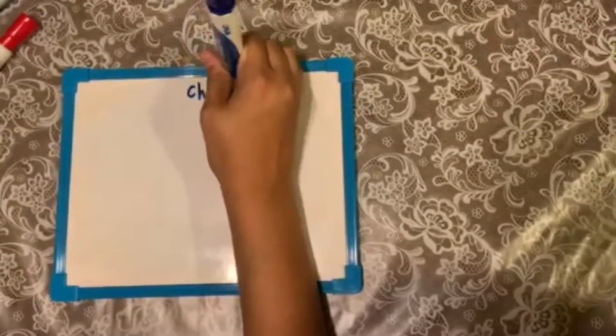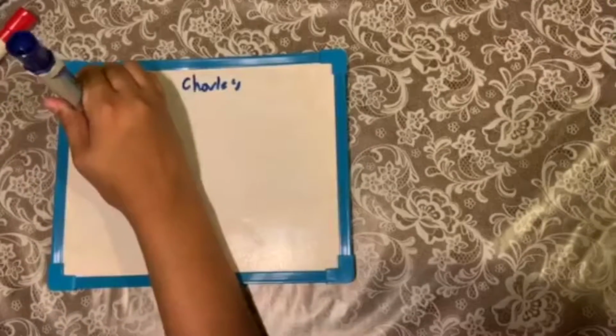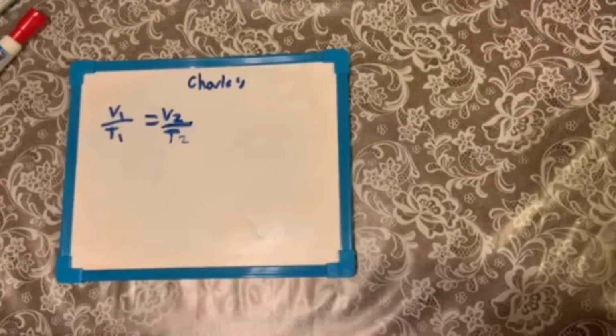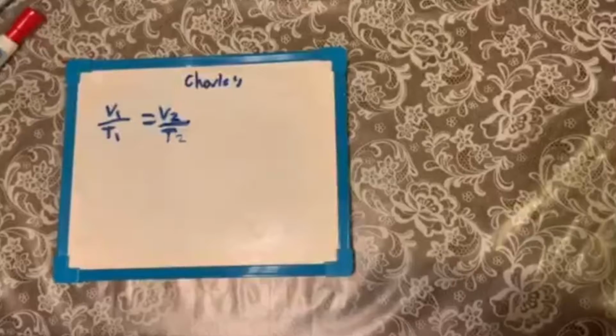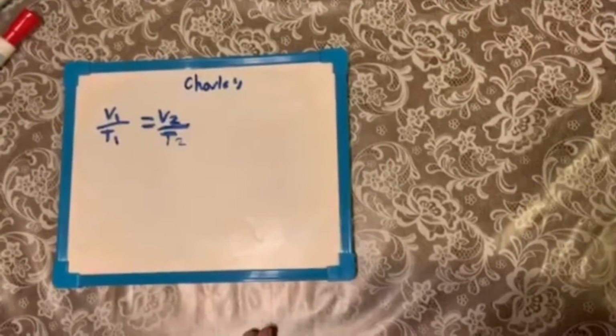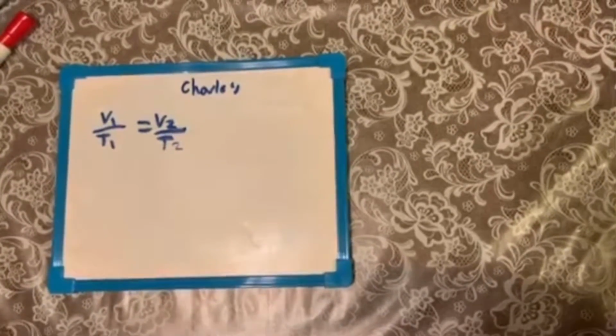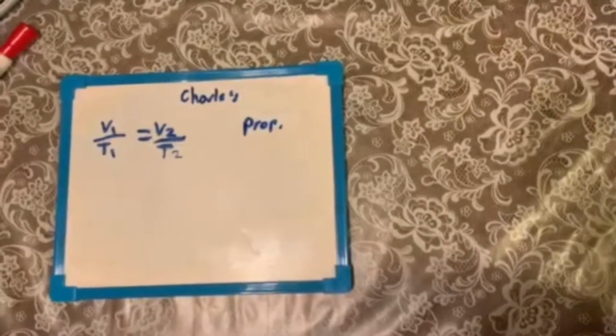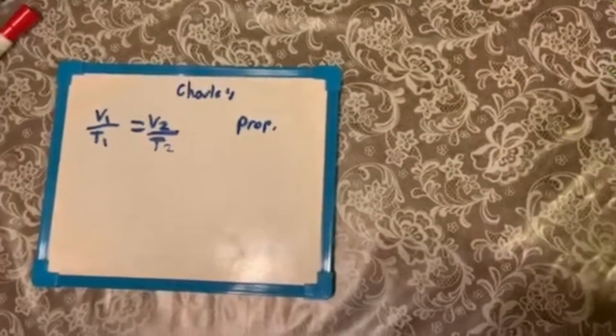So now we're going to be covering Charles's law, alright? Charles's law, Chucky. Let's call him Chucky. So Chucky's law is volume 1 over temperature 1 is equal to volume 2 over temperature 2. Now you might see that it's very familiar to Gay-Lussac's law. The only difference here is that instead of pressure, we now have volume. And of course, it is proportional. As in one increases, the other one increases as well.